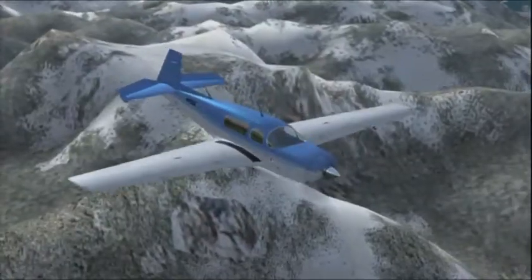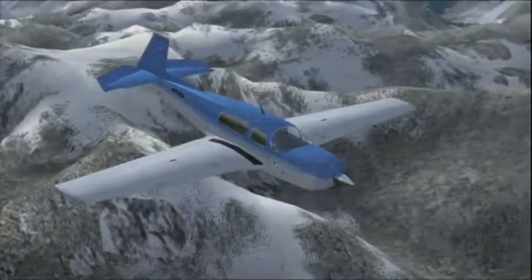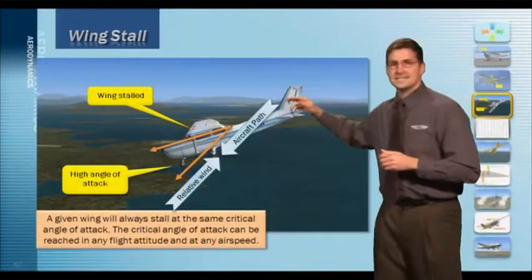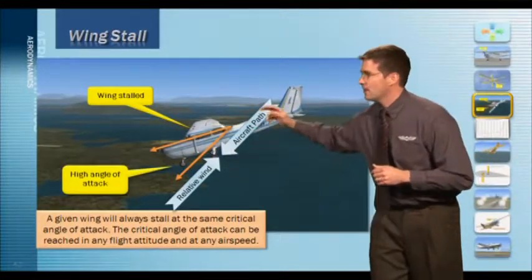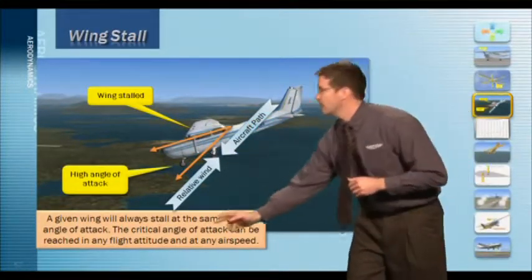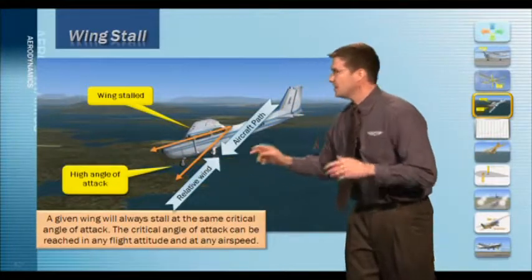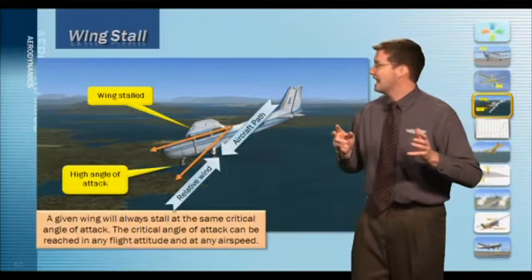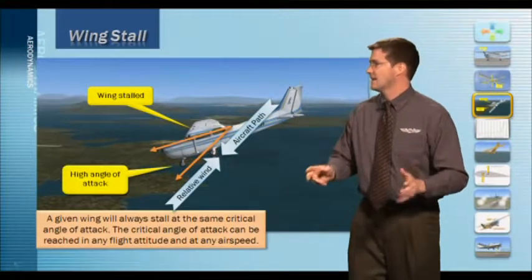Now let's take a look at one last graphic to illustrate one other important concept. This aircraft shown here is in a descending flight path, and we can see that right here. Notice the relative wind coming up from below. The concept we're showing is that a given wing will always stall at a given angle of attack.